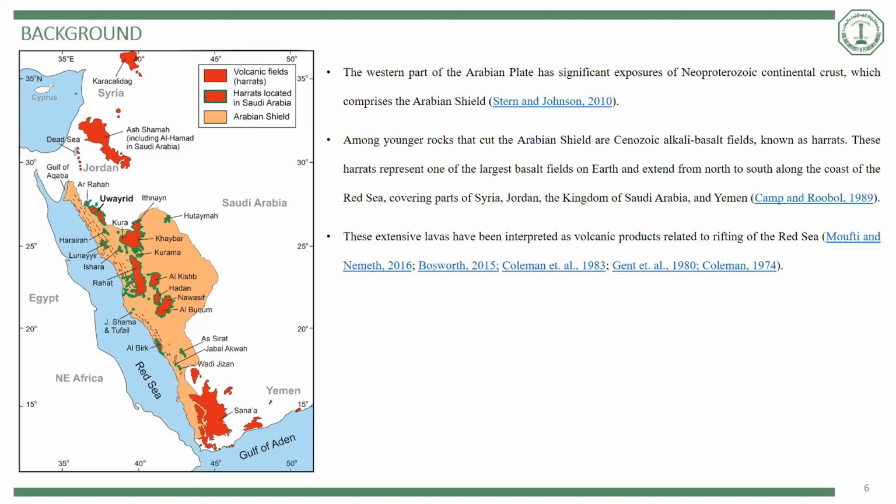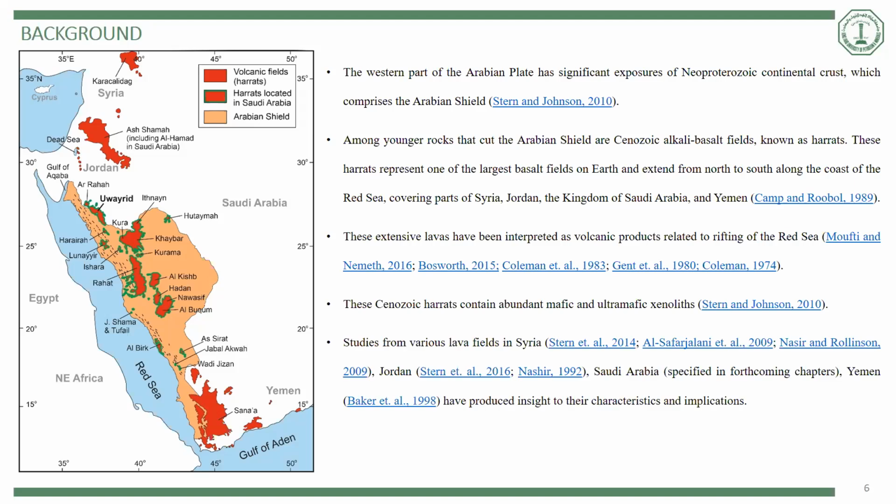These extensive lavas, represented as the red colors on the image, have been interpreted as volcanic products related to the rifting of the Red Sea. These Cenozoic Harrats contain abundant mafic and ultramafic xenoliths, and studies from various lava fields in Syria, Jordan, Saudi Arabia, and also Yemen have produced insight into their characteristics and implications.